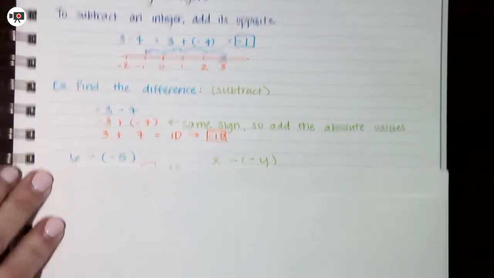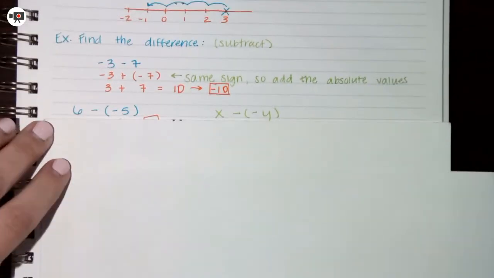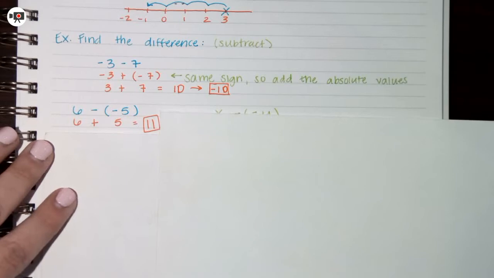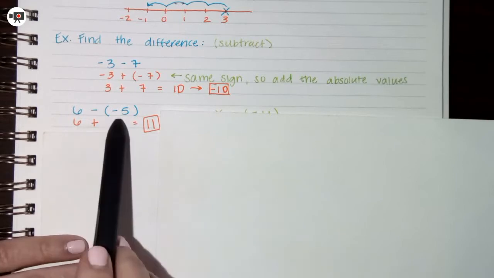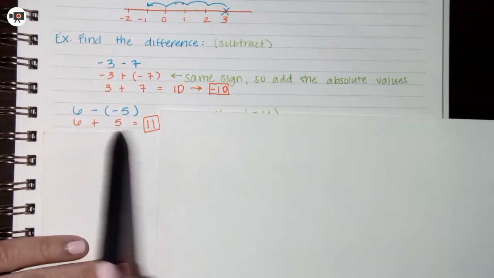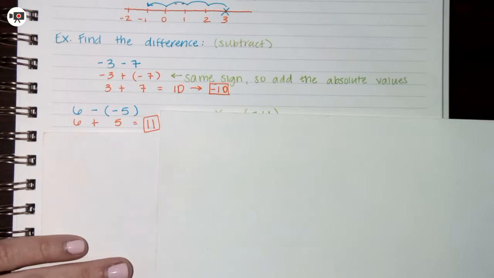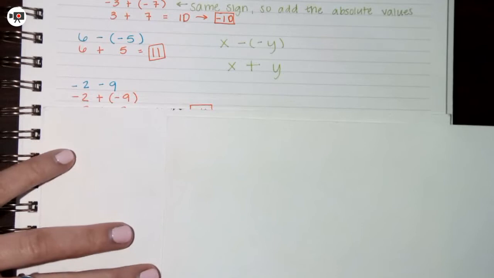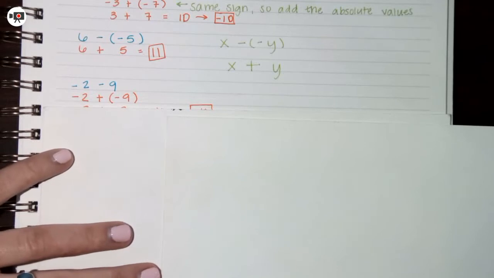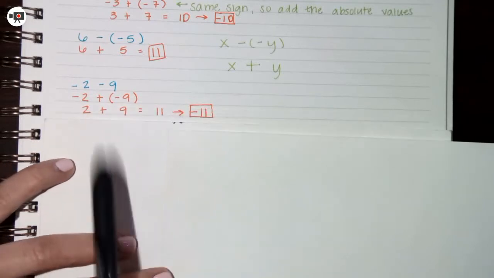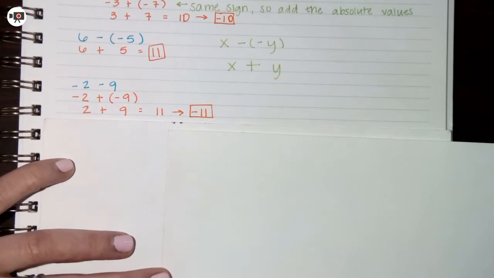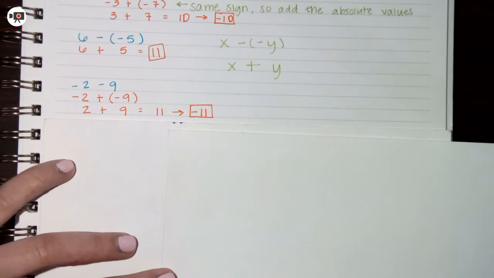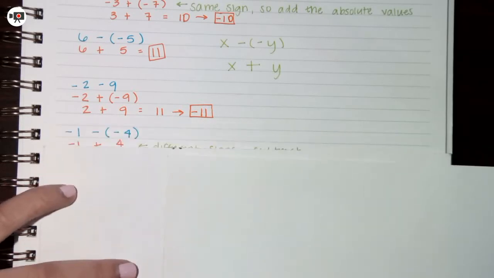Negative 6 minus negative 5, we change that to adding. So the opposite of negative 5 is positive 5. So negative 6 plus 5 is negative 1. If we have negative 2 minus 9, that's negative 2 plus negative 9. Those have the same sign, so you add their absolute values and put the negative back on at the end.